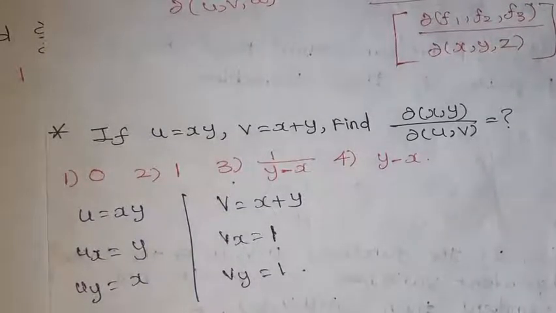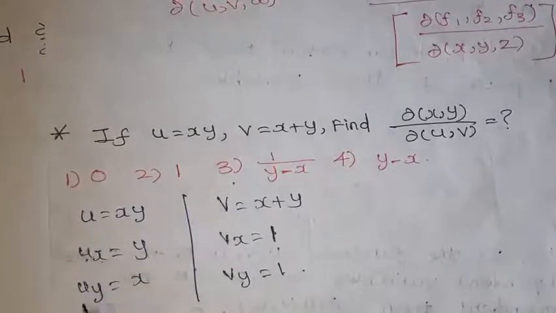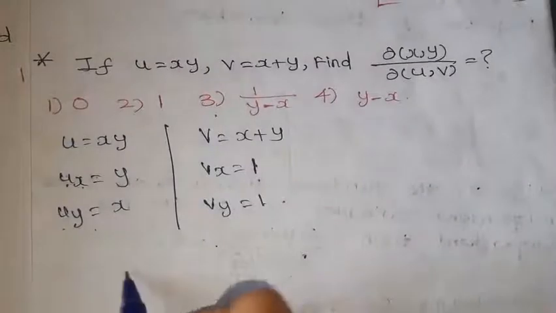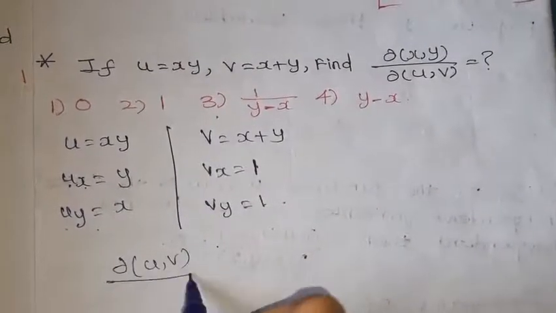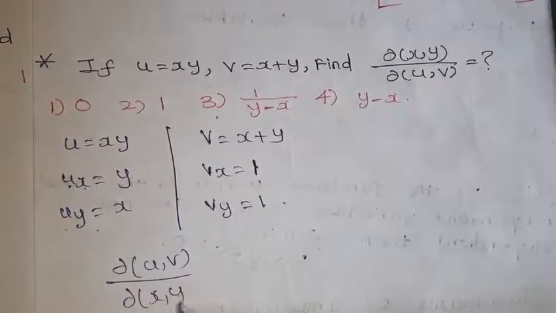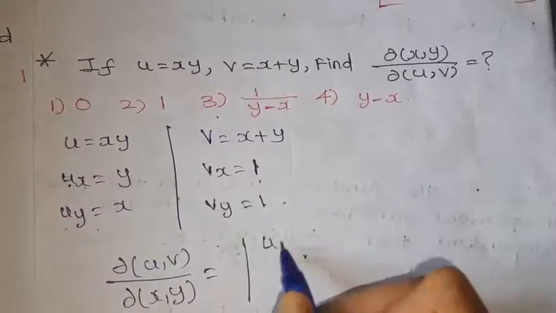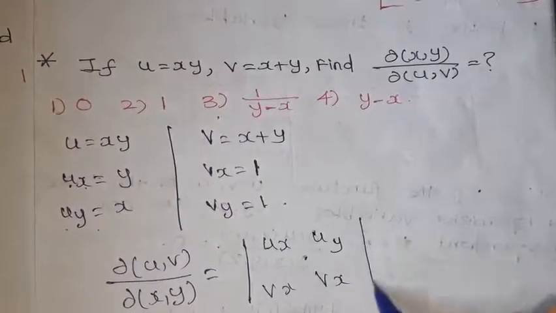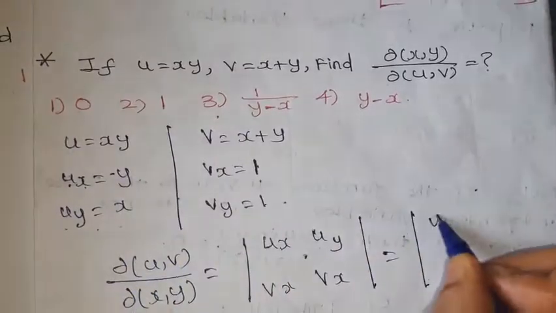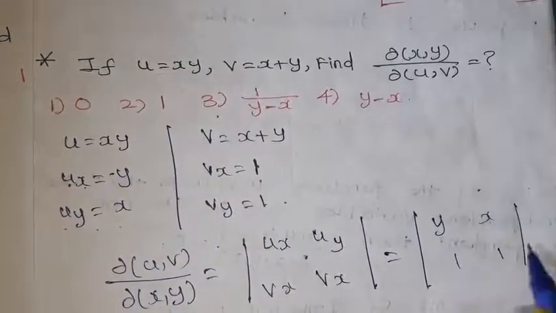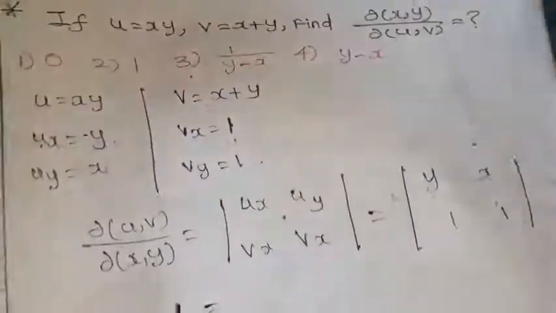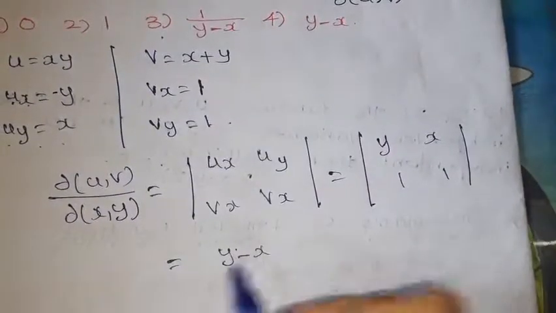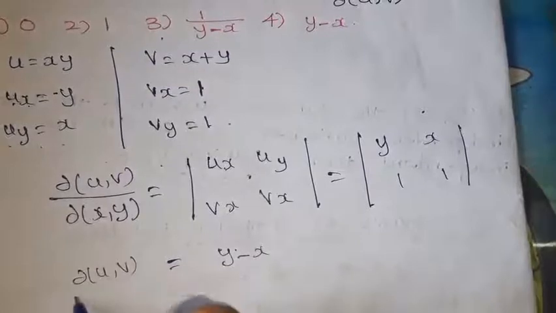Then we need to find the Jacobian, dou of u, v with respect to x, y, right? So how can we write it in matrix form: ux, uy, vx, vy. Substitute these values: ux, uy are y, x, and 1, 1. Then taking the determinant, y minus x. So y minus x is dou of u, v divided by dou of x, y.